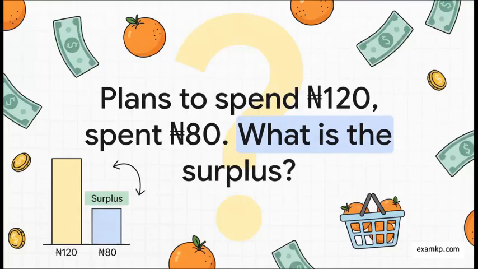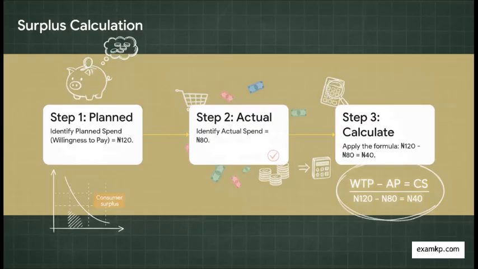All right, let's jump into a JAMB-style question. A consumer plans to spend 120 naira on 4 oranges, but they actually only spend 80 naira. The question is, what's his consumer surplus? Let's break this down. It's super simple.